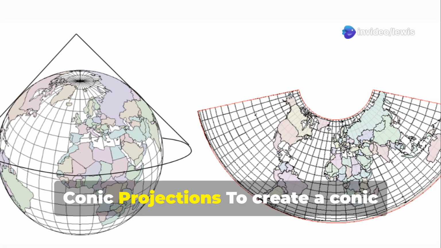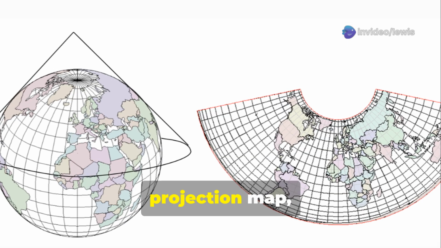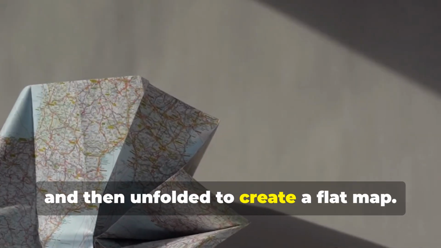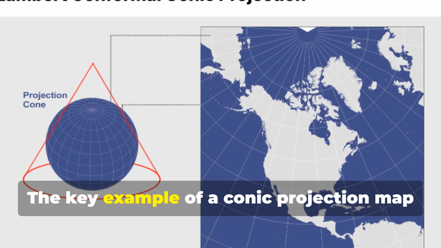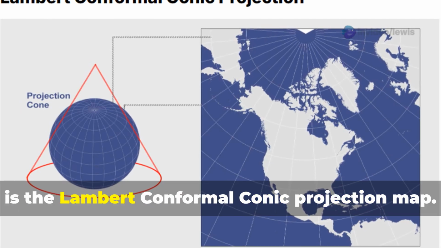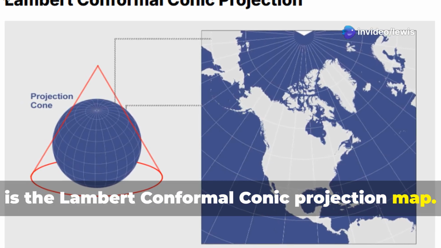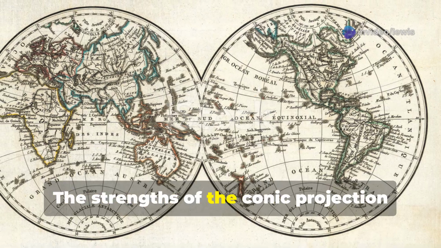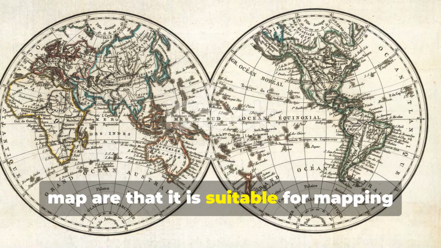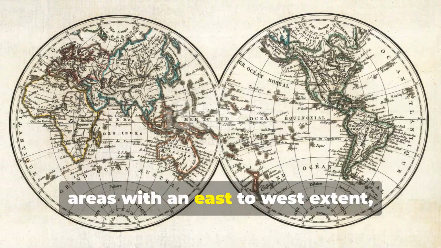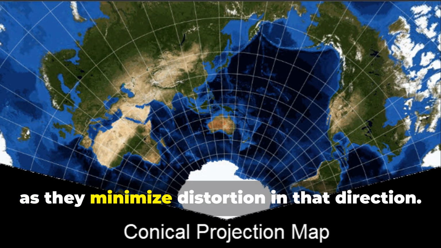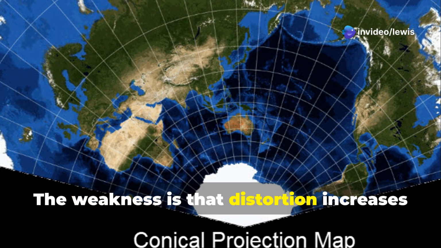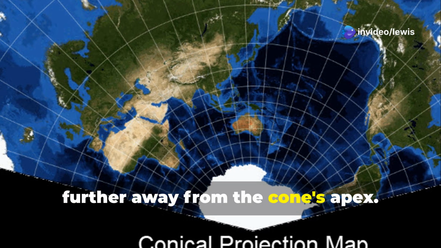Conic projections. To create a conic projection map, imagine a cone placed over the Earth and then unfolded to create a flat map. The key example of a conic projection map is the Lambert conformal conic projection map. The strengths of the conic projection map are that it is suitable for mapping areas with an east-to-west extent, as they minimize distortion in that direction. The weakness is that distortion increases further away from the cone's apex.